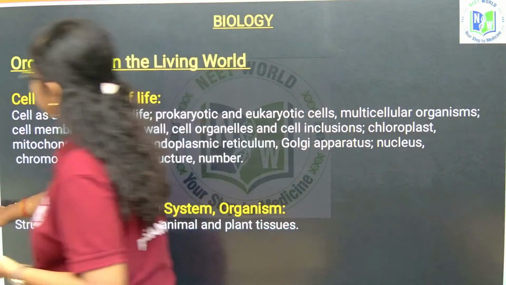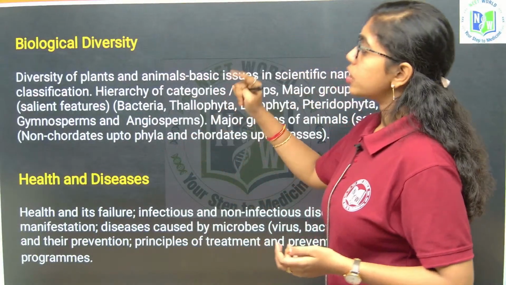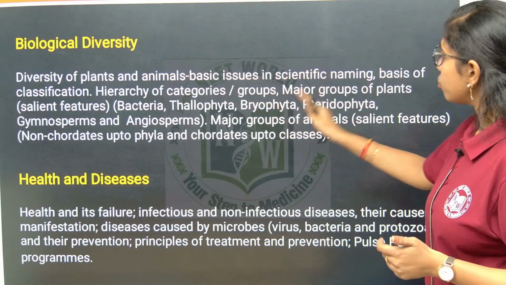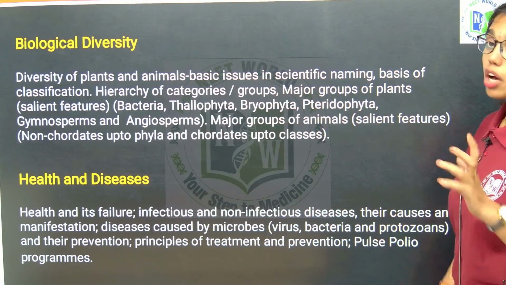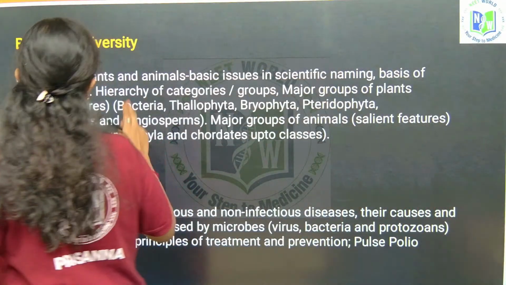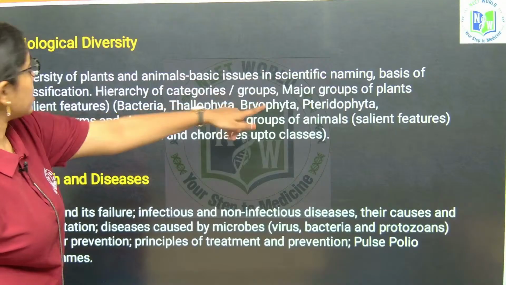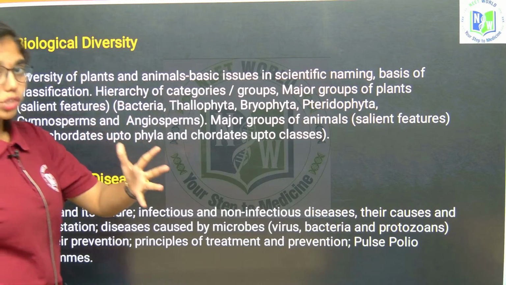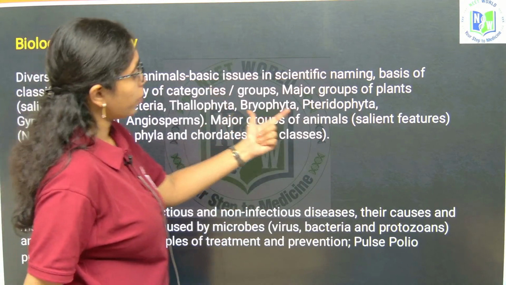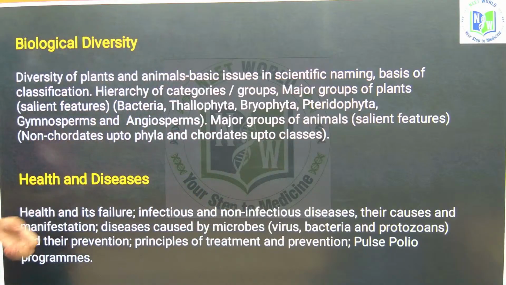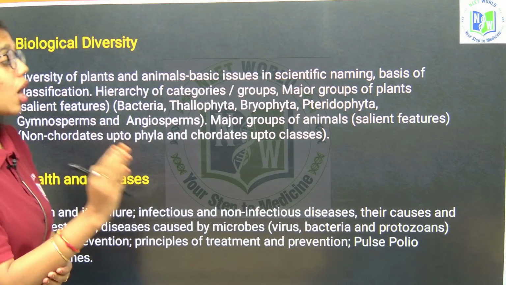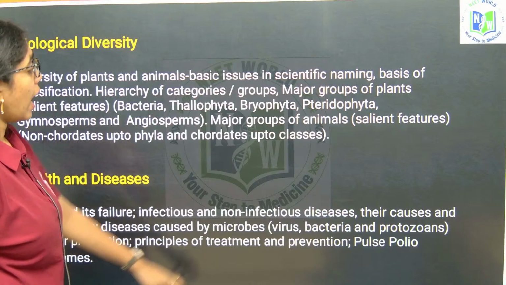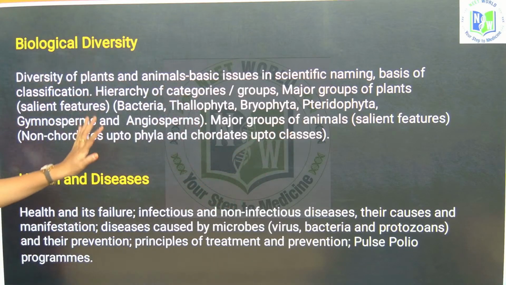And then the next chapter is biological diversity, wherein diversity of plants, animals, basic issues in scientific naming and basis of classification are all highlighted. Hierarchy of categories or groups, major groups of plants and their salient features, from bacteria, then 5 divisions of plant kingdom: Thallophyta, Bryophyta, Pteridophyta, Gymnosperms and Angiosperms. Major groups of animals and their salient features, and non-chordates up to phyla and chordates up to classes. All these concepts should be covered.